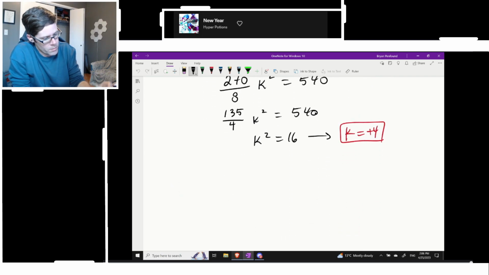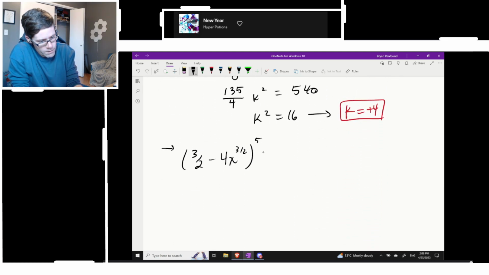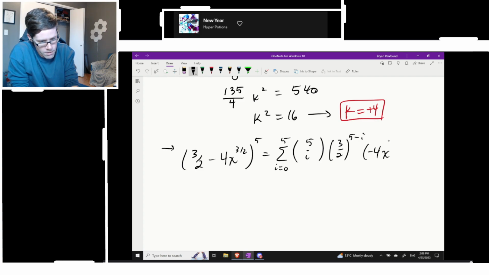Let's get ourselves a little bit of space, and we know that we have 3 halves. I believe it is minus 4x to the 3 halves. And then this was 5, right? So 5 should be equal to the sum of, we have i from 0 to 5, 5 choose i, times 3 over 2 to the 5 minus i, and then negative 4x to the 3 halves to the i.